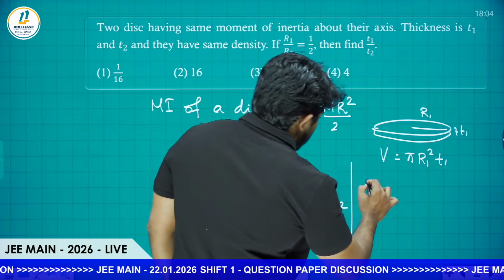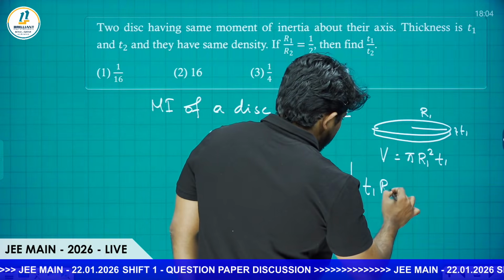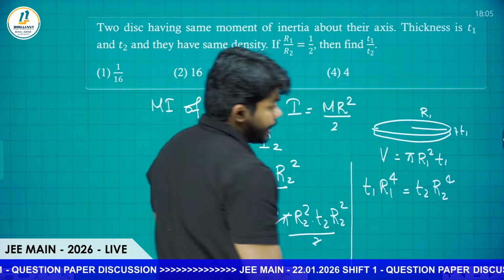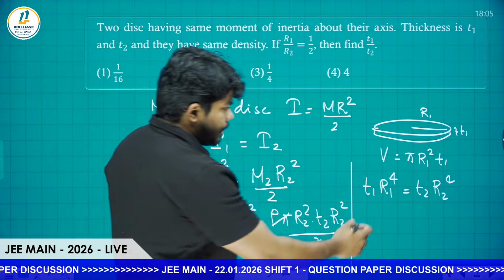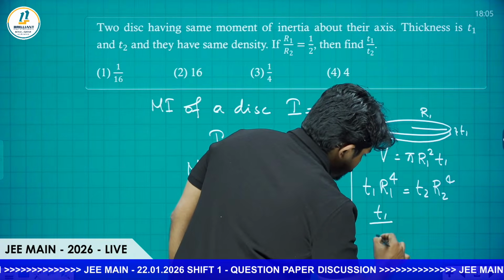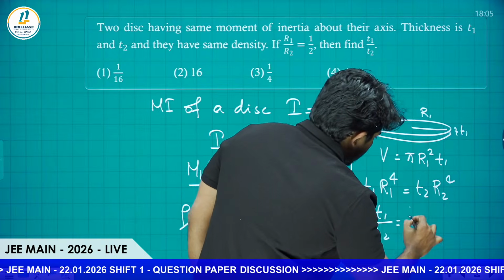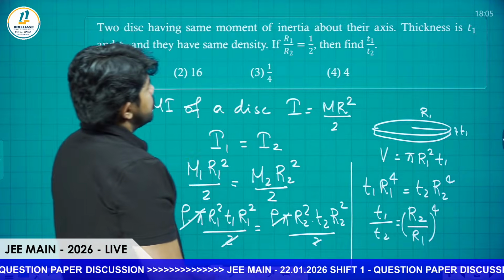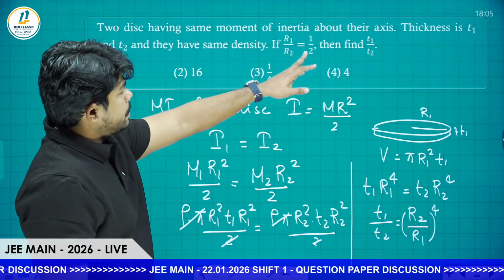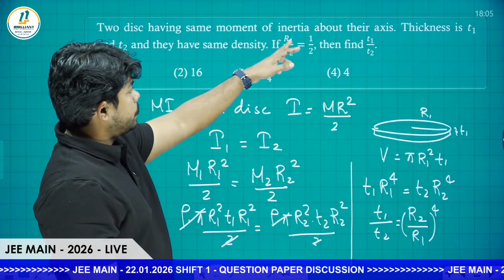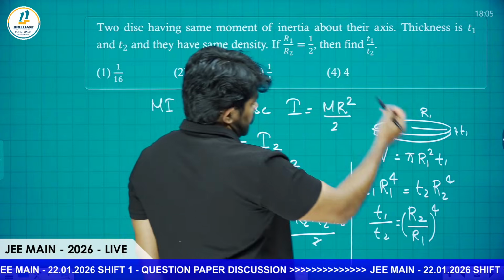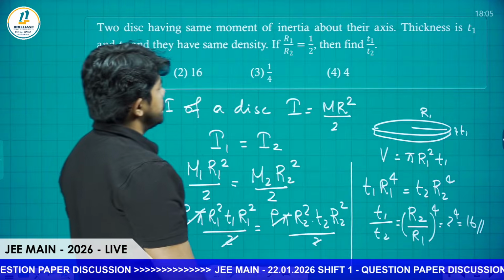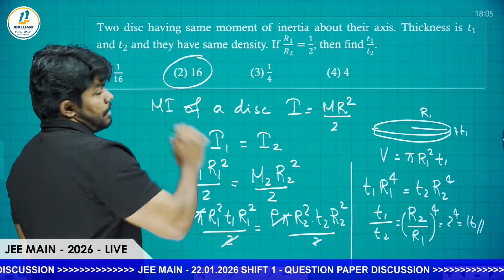So we can write T1 R1 raised to 4 equals T2 R2 raised to 4, isn't it? So T1 by T2 is equal to R2 by R1 the whole raised to 4. R1 by R2 is given as 1 by 2. If we substitute the reciprocal, it is 2 raised to 4, that is nothing but 16. So we are getting 16 as our value.